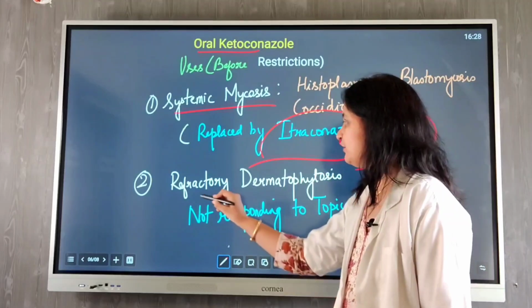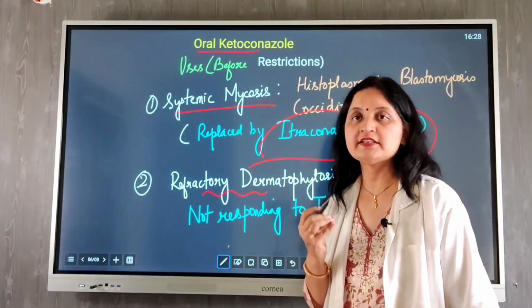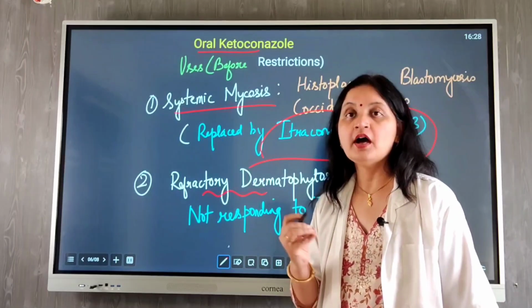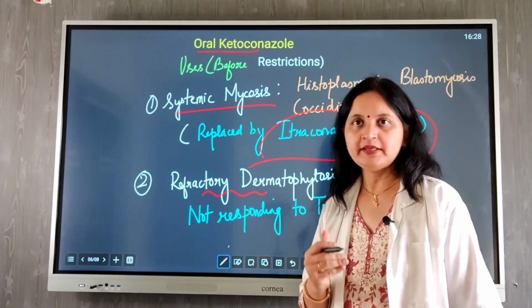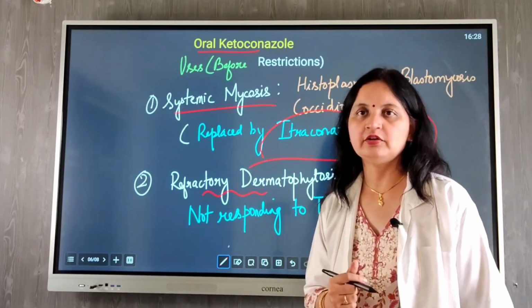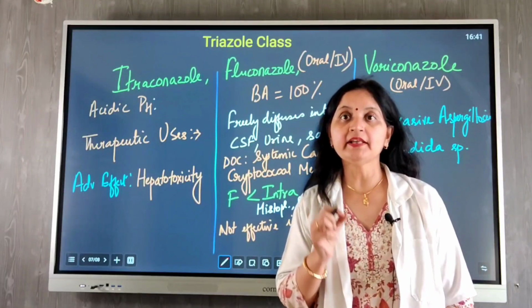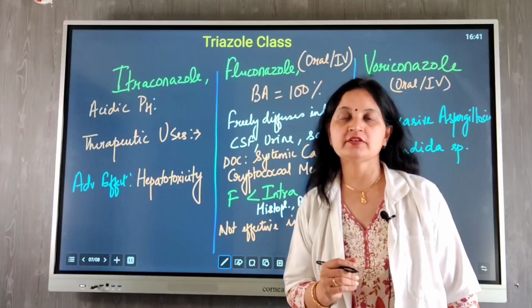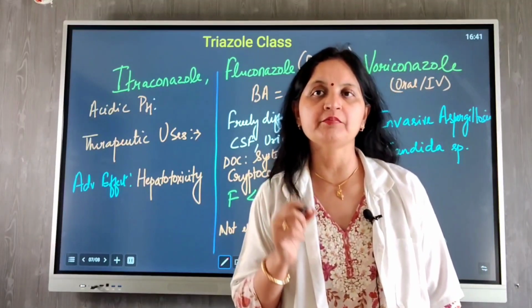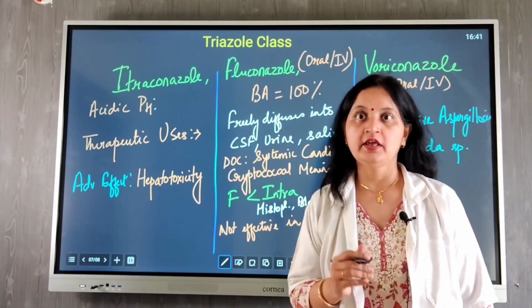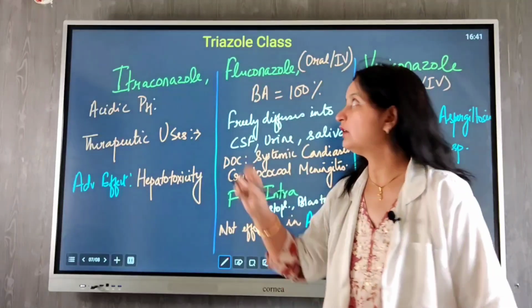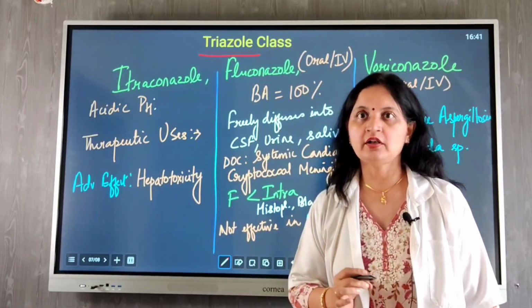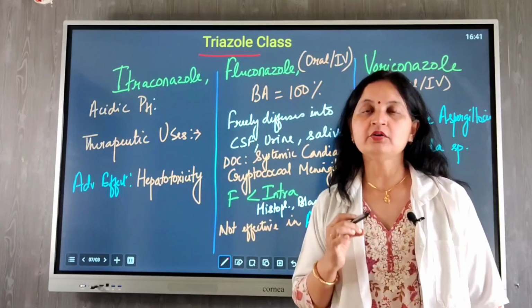The next use is refractory dermatophytosis such as tinea corporis, pedis, capitis not responding to other topical therapy, which can be treated with oral ketoconazole. So now that we have covered the imidazole class of azoles, which includes ketoconazole and other topical formulations such as clotrimazole, itraconazole, miconazole, terconazole, let's now discuss the triazole class of antifungal drugs, and it includes itraconazole, voriconazole, posaconazole.